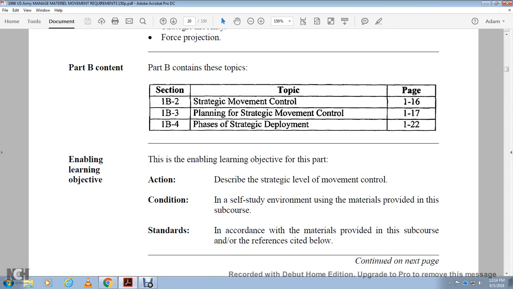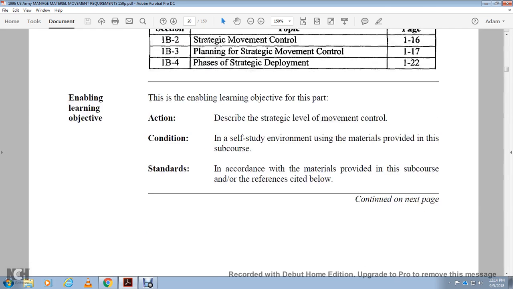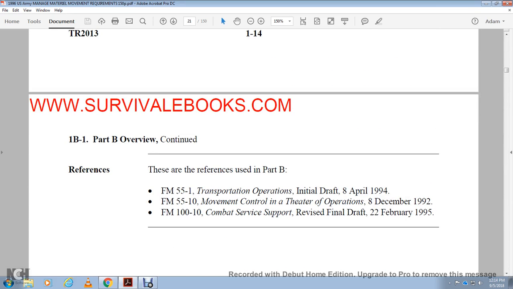The enabling learning objectives describe the strategic level of movement control in a self-study environment, using the material provided in the subcourse and the references cited below. References: 55.1, 55.10, and Field Manual 110, Combat Service Support.